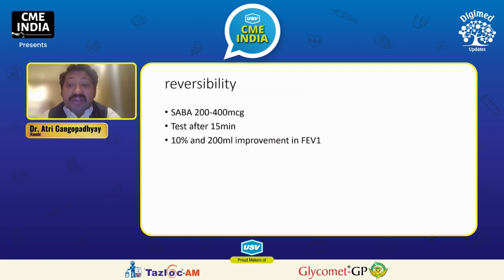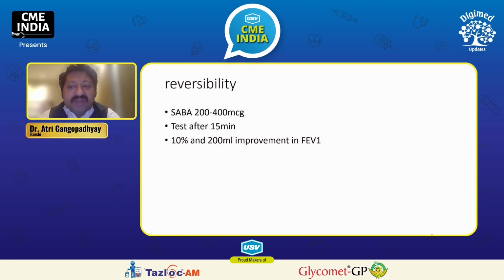Reversibility. Reversibility means whether our obstruction can be corrected or not, and reversibility is the hallmark of asthma. Asthma is a disease where there is a dynamic or intermittent obstruction, and by giving some beautiful medicine, you can reverse the obstruction. So by proving reversibility to the patient, you can tell the patient, take this medicine, you will surely get better.